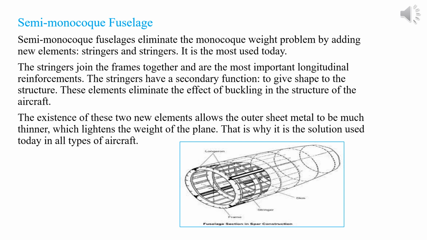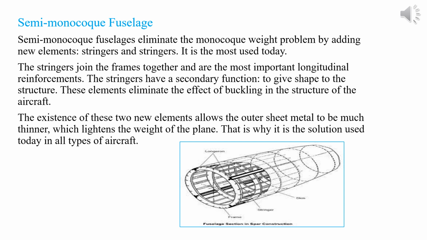Semi-monocoque fuselage. Semi-monocoque fuselages eliminate the monocoque weight problem by adding new elements, stringers and longerons. It is the most used today. The longerons join the frames together and are the most important longitudinal reinforcements. The stringers have a secondary function to give shape to the structure.